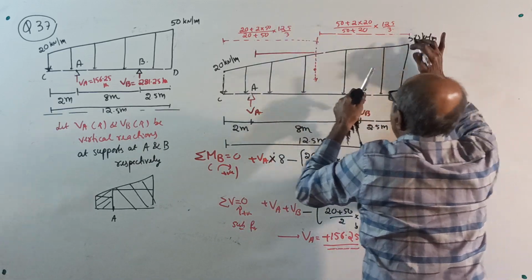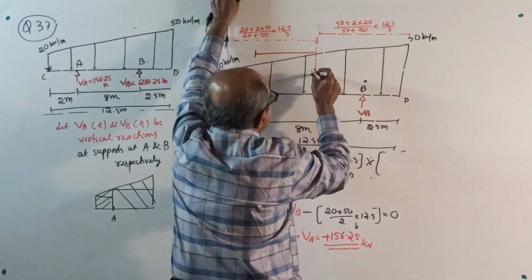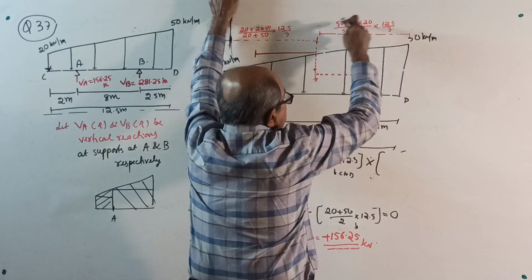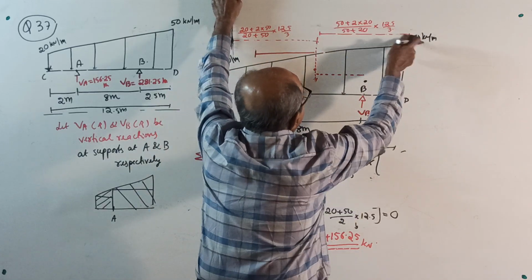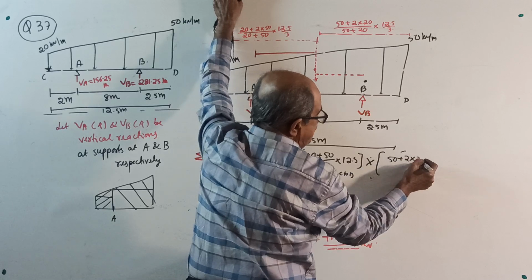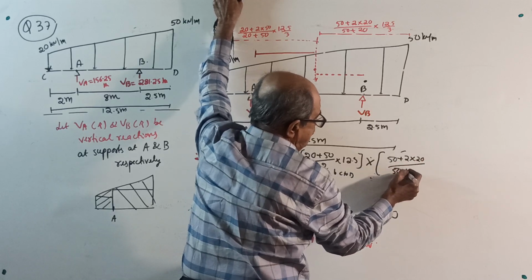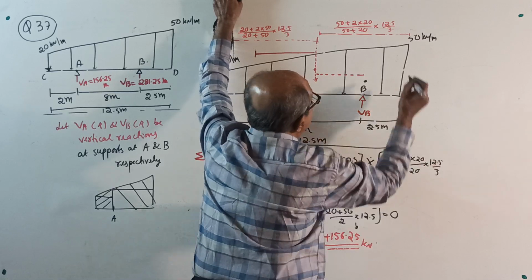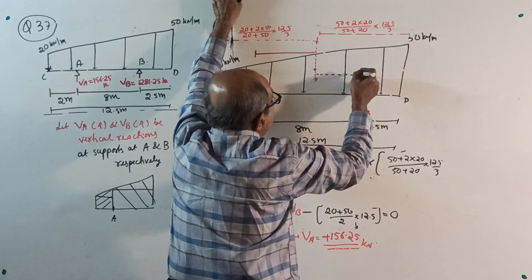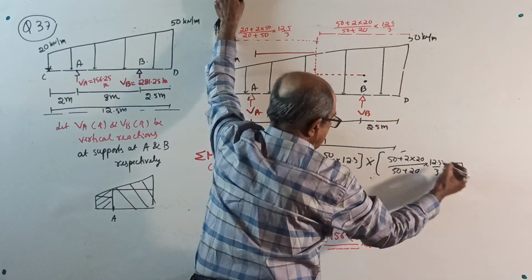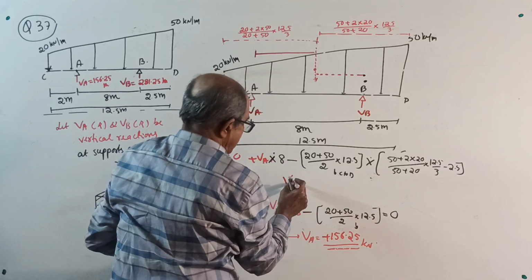We want moment about B, so we want this distance. Whatever this distance is, I wrote, see how much it is from here: 50 plus twice of 20 divided by 50 plus 20 into 12.5 divided by 3 is from here to here. We want moment about B, subtract 2.5. You will first get the value of VA.